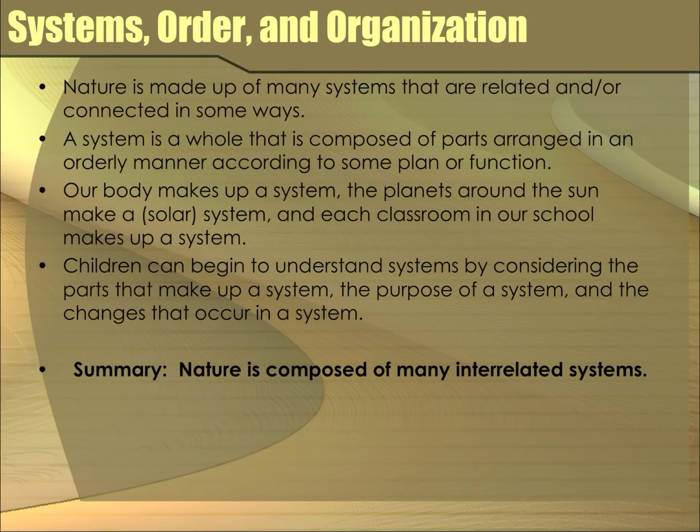Nature is made up of many systems that are related and or connected in some ways. A system is a whole that is composed of parts arranged in a specific orderly manner according to some plan or function. Our body makes up a system, the planets around the sun make up a solar system, and each classroom in our school makes up a system. Children can begin to understand systems by considering the parts that make up a system, the purpose of a system, and the changes that occur in a system. So, summary is that nature is composed of many interrelated systems. Our body lives within an ecosystem, and those are 2 different systems.